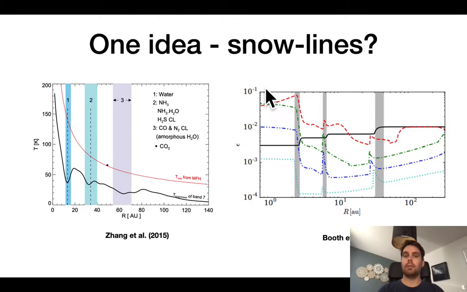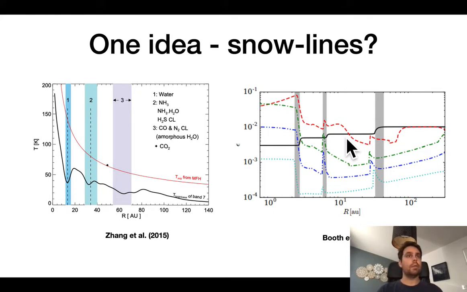And on the right here I'm showing the dust to gas ratio as a function of position at the CO, CO2 and water snow line, and this is simulations from Richard Booth showing that these snow lines indeed do cause large changes in the surface density of solids around their position. So perhaps there's something to this idea.